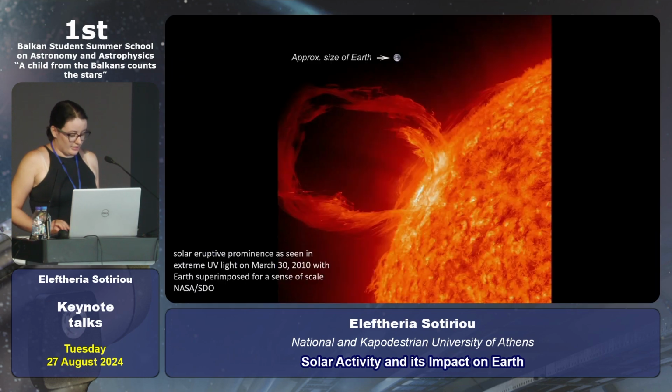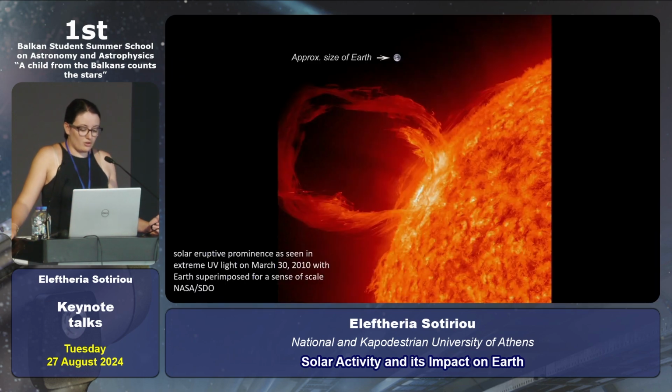I also have a realistic picture of one of these so that you can see how huge this structure is. Here, the Earth is just added in the picture so that you can compare the size. It's important to mention here that this loop that you see is not the actual magnetic field line because those are invisible, but it is just the plasma, which is the hot gas full of charged particles that is traveling around the line, and this is what's visible here in the picture.